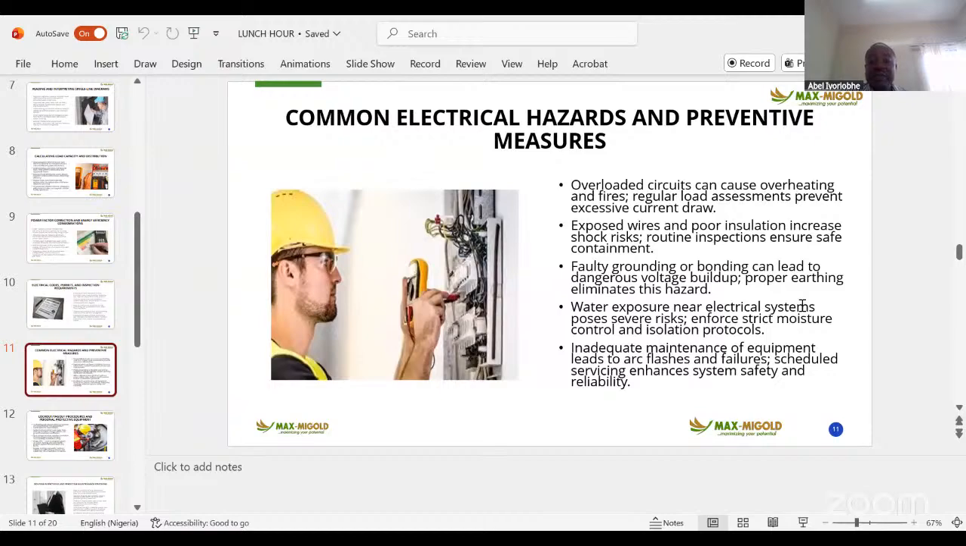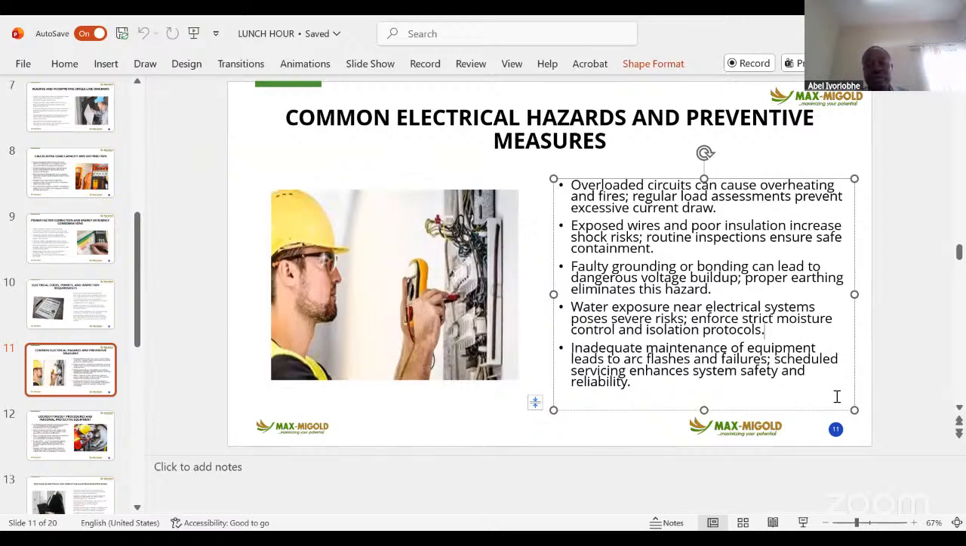Water exposure near electrical systems poses severe risk. Enforce strict moisture control and isolation protocols. Don't allow electricity to come in contact with water. Water is a bad conductor of electricity. It conducts, but it's a bad conductor of electricity. Don't expose electrical circuits to water. Or when you see water leaking into your panel, raise an alarm. Stop that water from coming in contact with electricity.